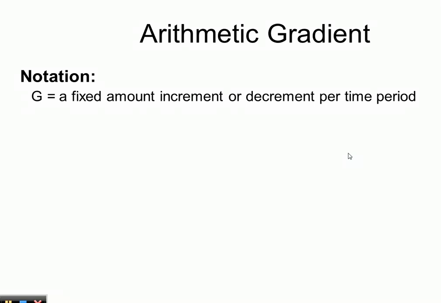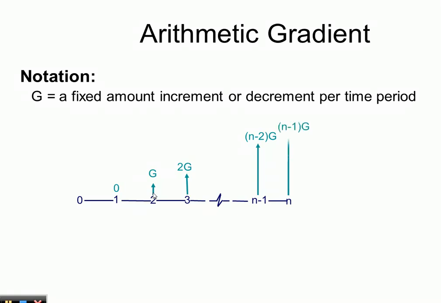So for notation, we have G. It is a fixed amount of increment or decrement per time period. As I said, it could be positive or negative. If it's positive, it's an increment; if negative, a decrement. Here again we have a timeline, and the G starts at 2. There is no G at 1; at 1 we just have 0. G always starts at 2, and then we have 2G at 3, and so on. At n minus 1 we have n minus 2 G, and at n we have G multiplied by n minus 1.